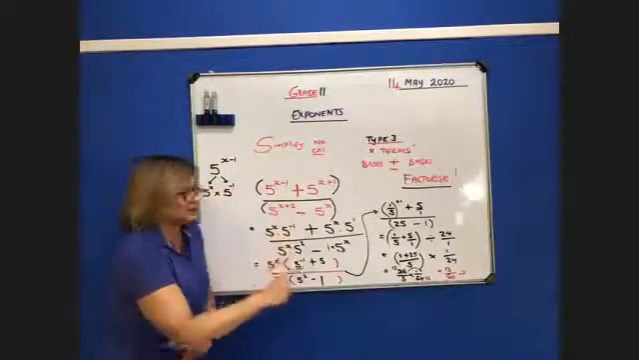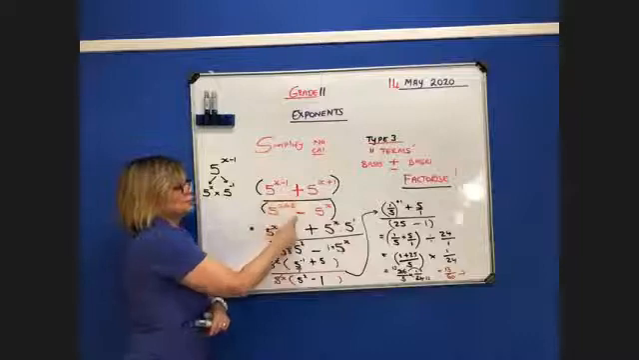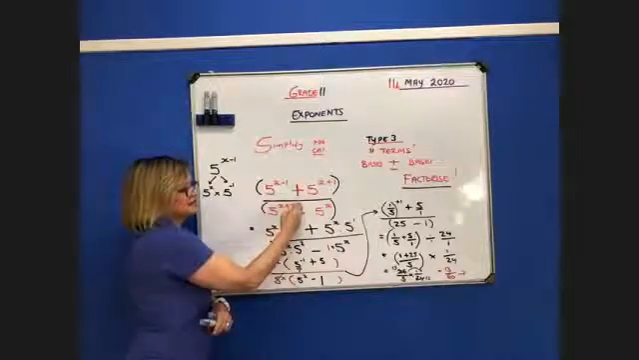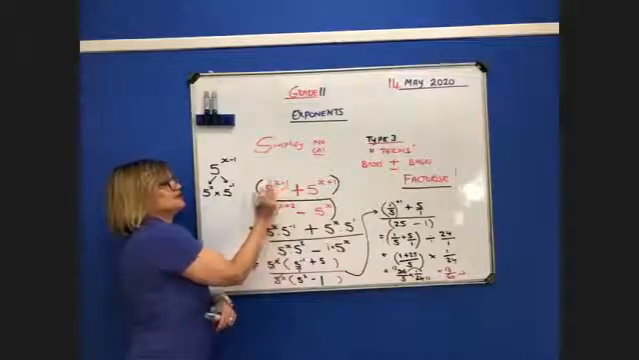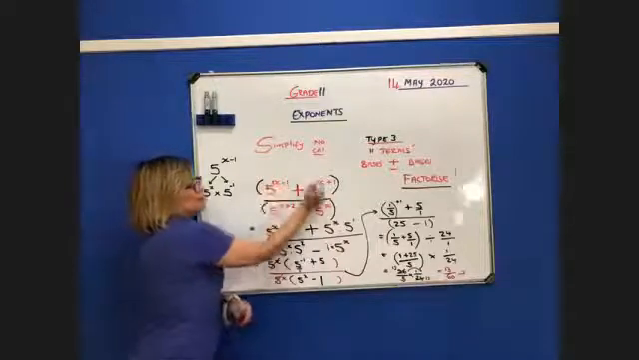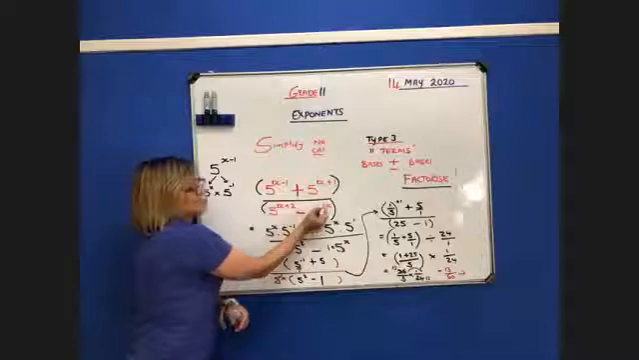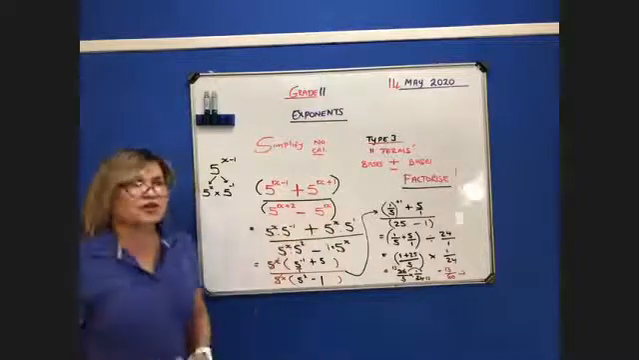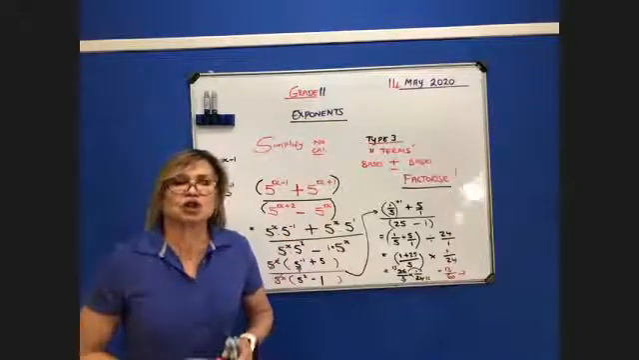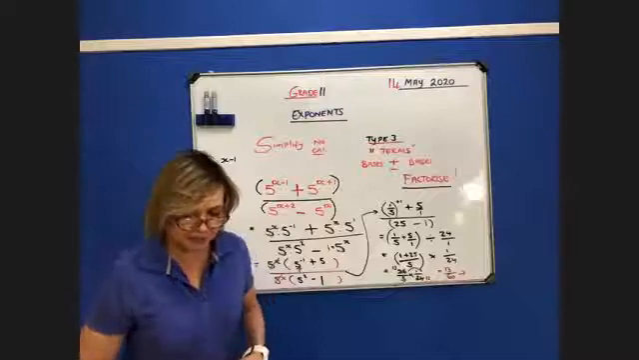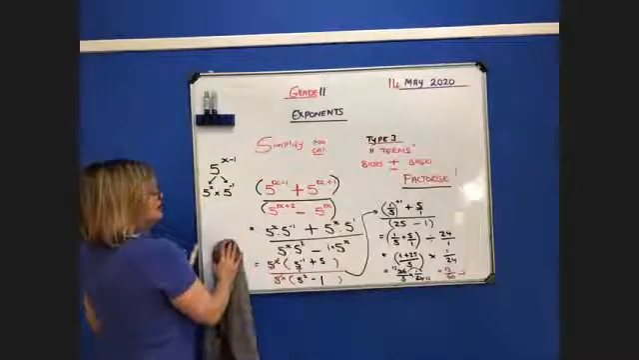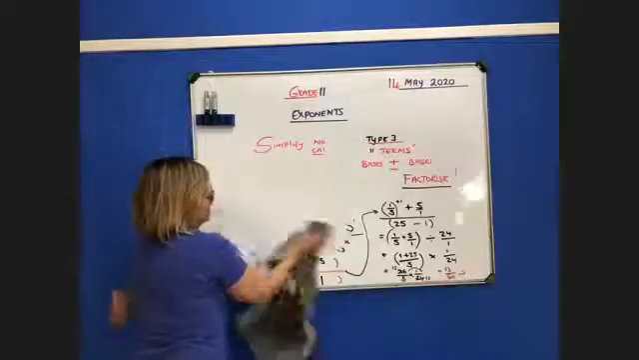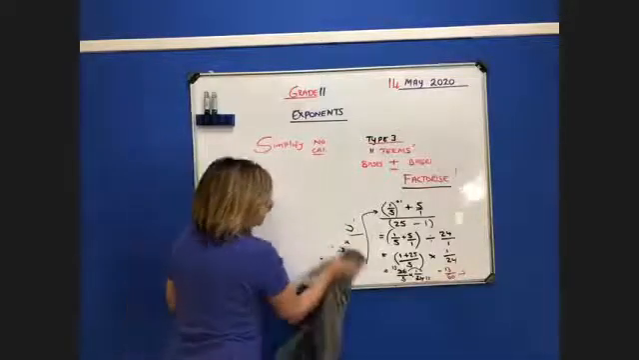Step 1, if you get pluses or minuses between the bases, factorize. Do you notice that the x was a 1x, a 1x, a 1x, a 1x? So then you just take out a highest common factor. Now watch what I'm going to do.